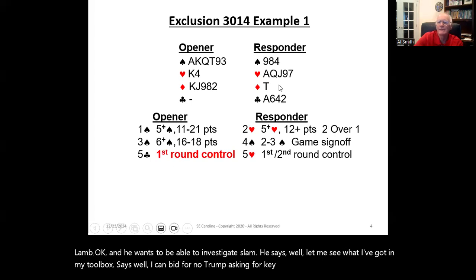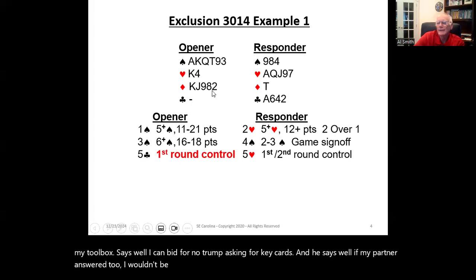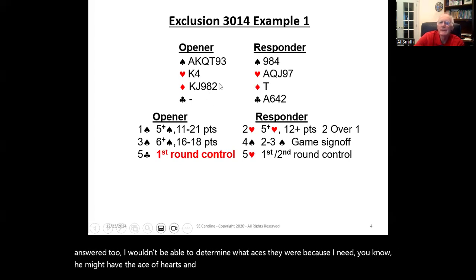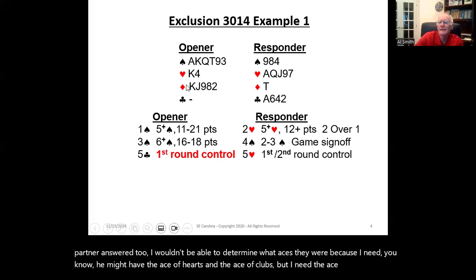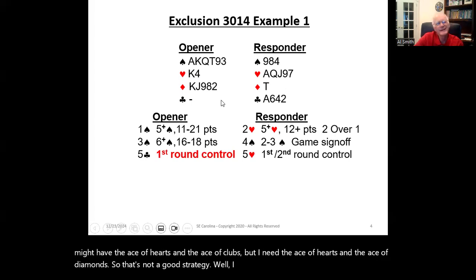And he says, well, if my partner answered two, I wouldn't be able to determine what aces they were, because he might have the ace of hearts and the ace of clubs, but I need the ace of hearts and the ace of diamonds. So that's not a good strategy. He said, well, I could use exclusion. He said, nah, I can't do that.